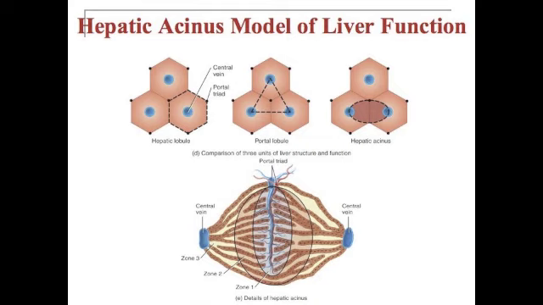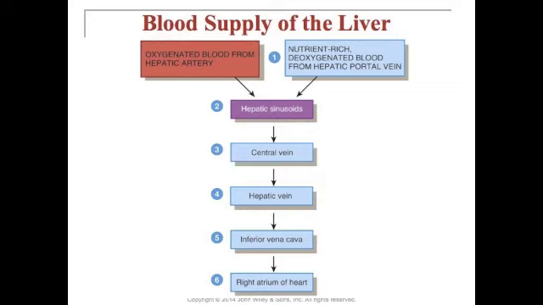The long axis of the acinus is defined by two imaginary curved lines, which connect to two central veins closest to the short axis. Hepatocytes in the hepatic acinus are arranged in three zones around the short axis, with no sharp boundaries between them. On this next slide, we see figure 24.18 on page 969. And this shows the blood supply of the liver. So the liver receives oxygenated blood via the hepatic artery and nutrient-rich deoxygenated blood via the hepatic portal vein.